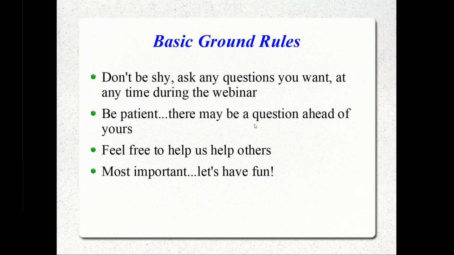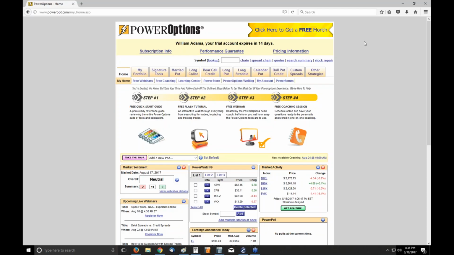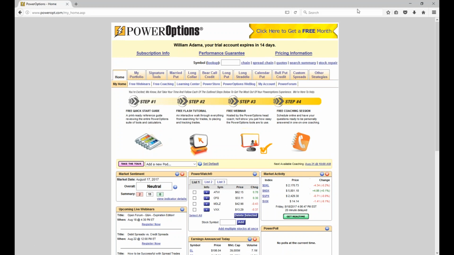All right, now I'm going to navigate over to the Power Options suite of tools. We're going to use this to illustrate the questions that come in, and let me just make sure I get this set up right. There we go.